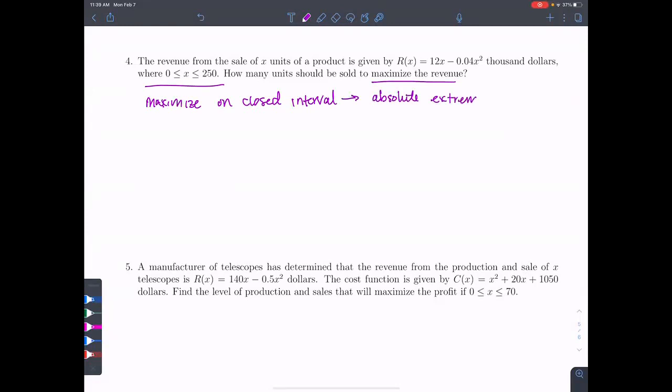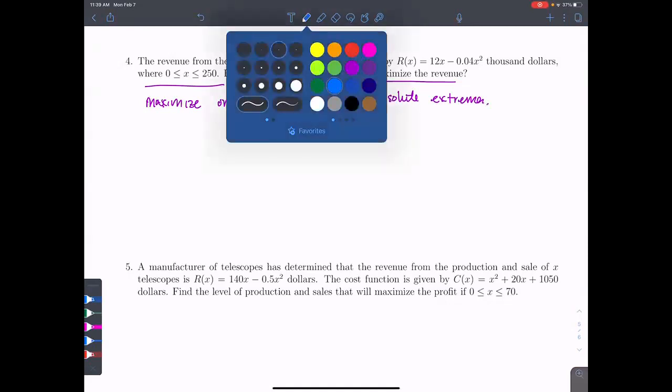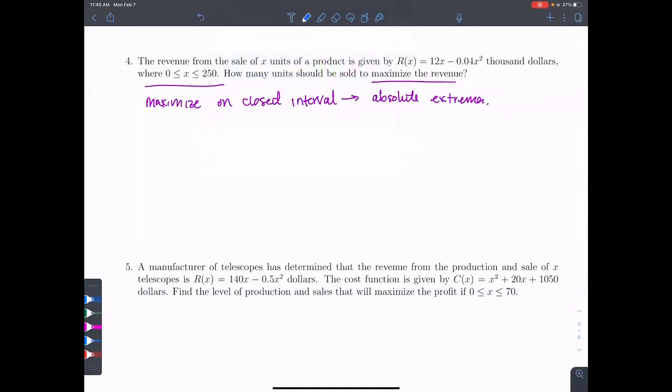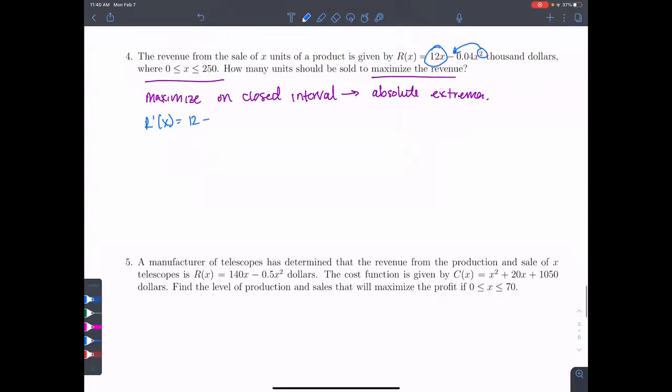Okay, so we are going to take a derivative, find the critical values, and then compare them with the function values at the endpoints. So r prime of x here is going to be 12 minus, so the derivative of that is just 12, and then this would be an exponent down front, decrease it by 1, so negative 0.08x. This is defined everywhere, so you don't have any discontinuities.